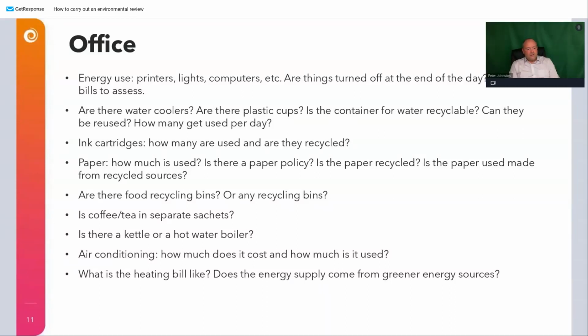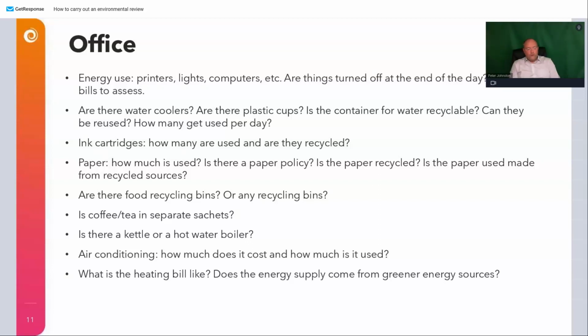Coffee and tea, is it in sachets? Is it not? Again, it comes down to relevance. That landfill site that I mentioned that's got 50, 60 people working on it, and it's got 20 or 30 huge excavators, they're not going to be doing an environmental review considering the tea and the coffee. But if you're a single sole trader working from home, then it might be something that you need to consider.